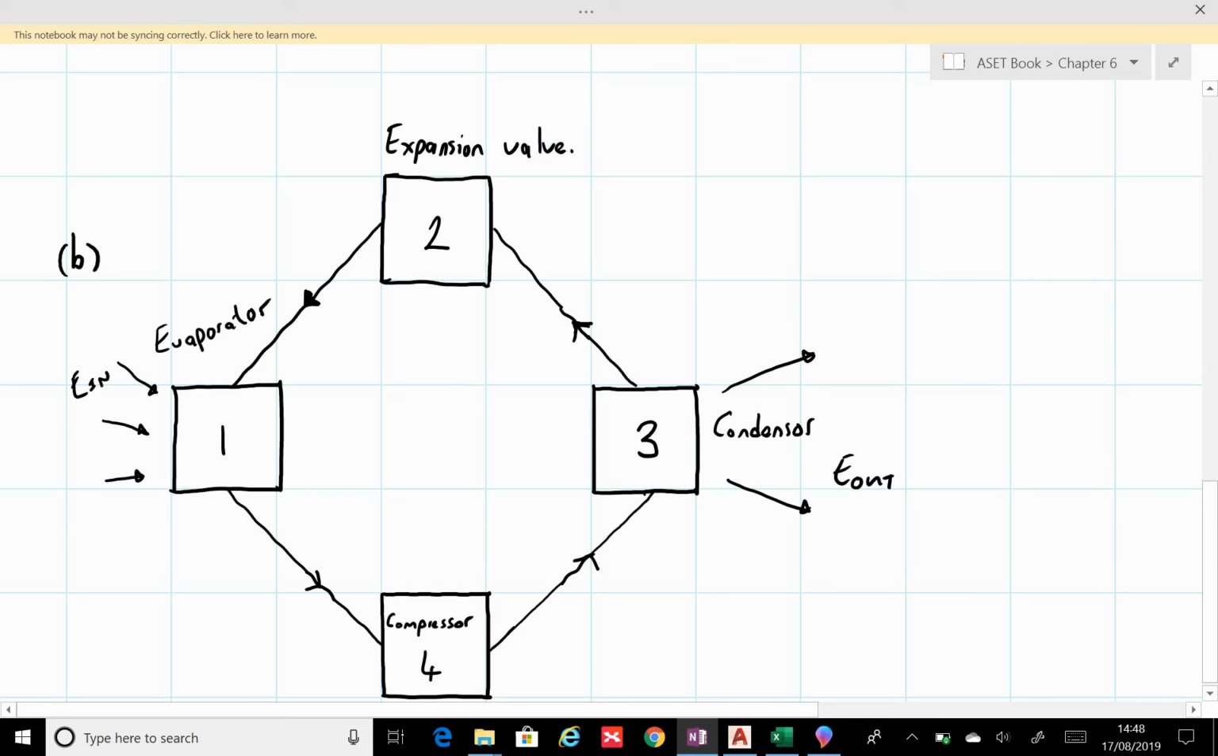Now the refrigerant can be pumped back to component 1 and the entire process can be continued again and again as necessary.